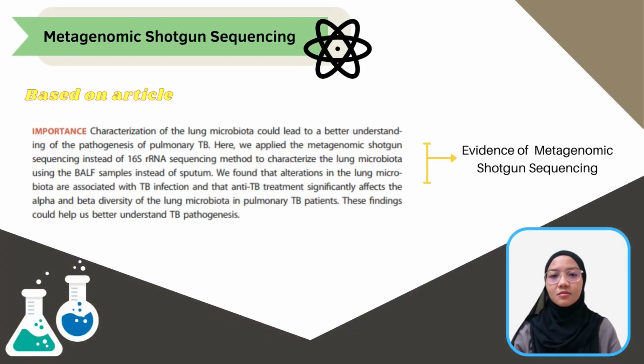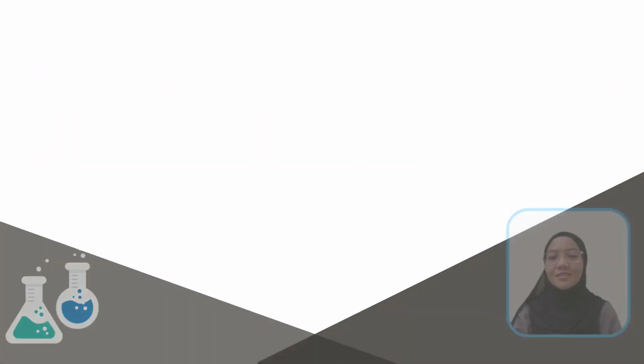Based on the article, sequencing is used to characterize the lung microbiota using BALF samples from selected patients that have a TB background and samples from healthy participants. It helps to identify the diversity of microbiota contained in the sample to give better information about the TB pathogen.